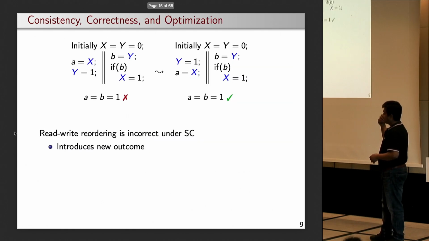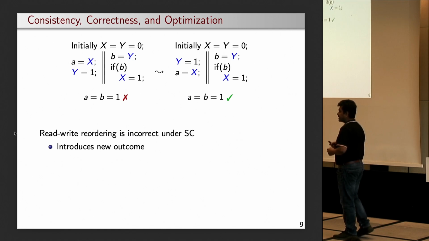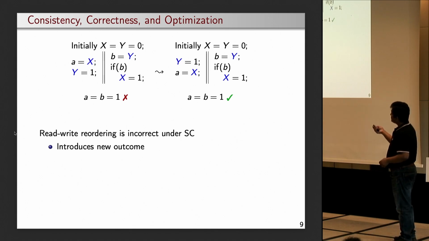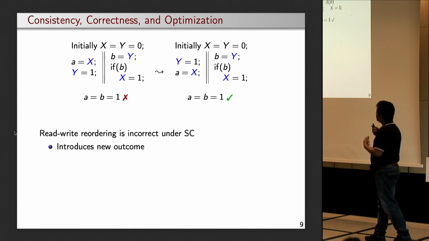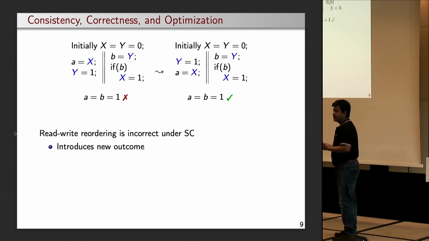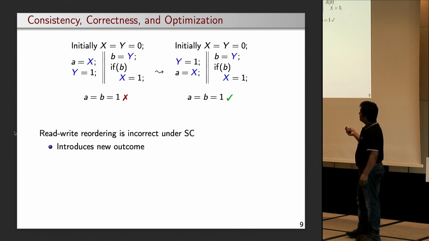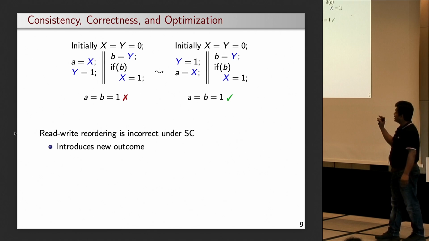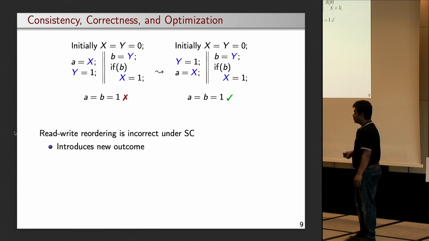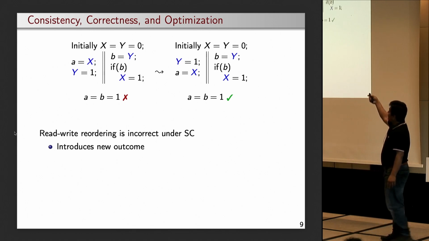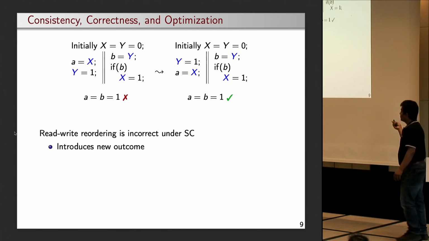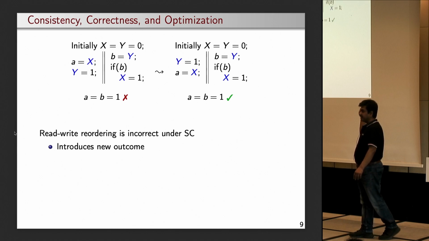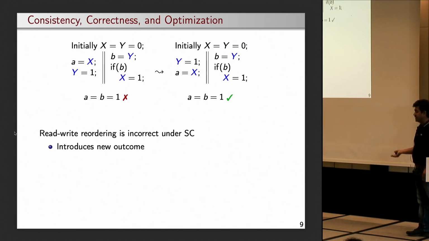Now, let's see how concurrency can affect program optimizations. So remember this earlier example and consider that we are taking the model as sequential consistency. In the original program, sequential consistency does not allow this outcome. But after this reordering, it is possible to see this outcome, which means a compiler, if it performs the read-write reordering, can introduce a new behavior.